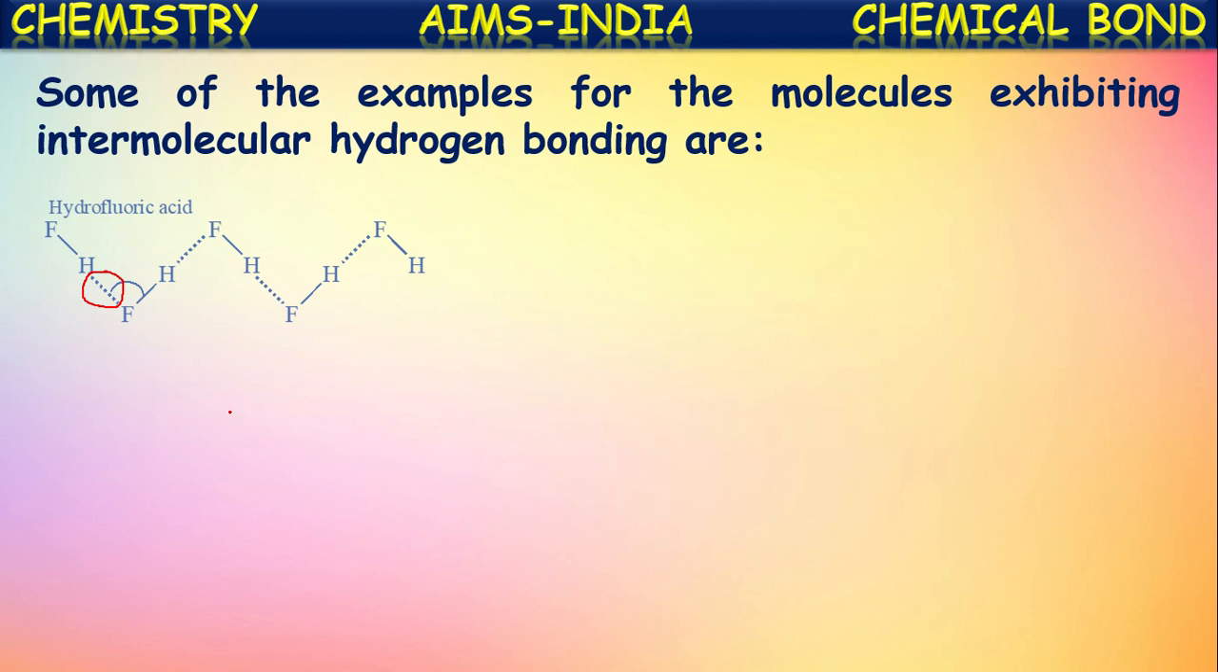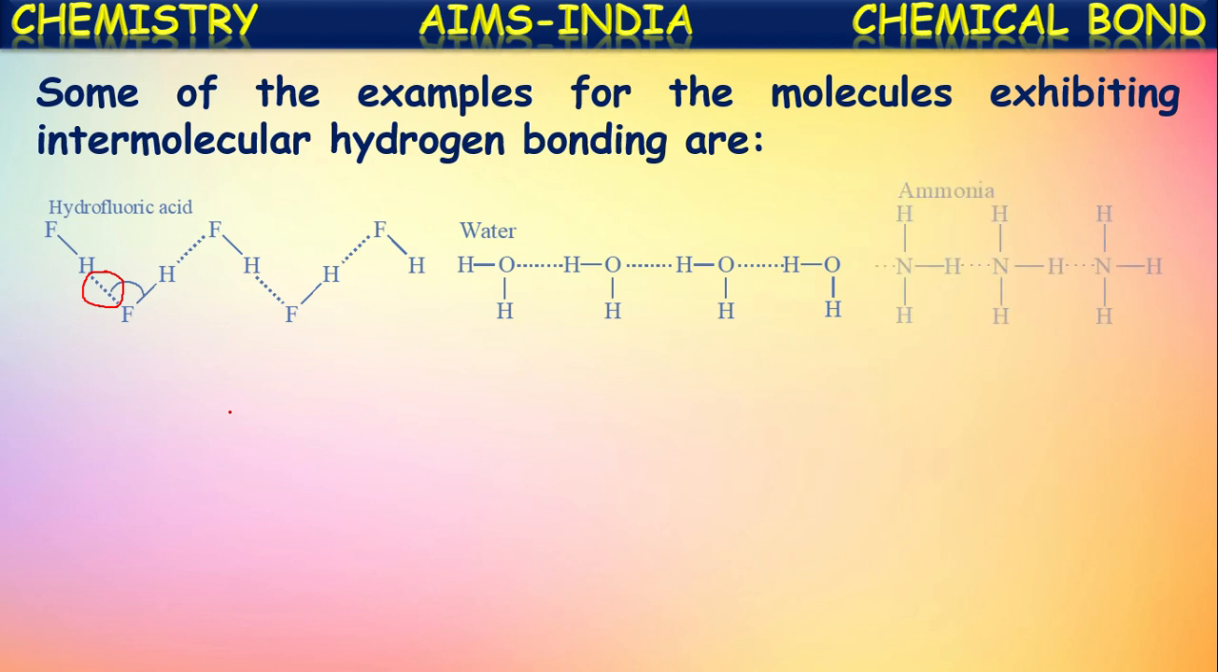This bonding is called intermolecular hydrogen bonding. Another example, if you see water. In water molecules also, between two different molecules, there occurs attraction between the electronegative atom oxygen and the electropositive hydrogen atom of another molecule. And one more example we can say is ammonia. In ammonia also there occurs intermolecular hydrogen bonding.